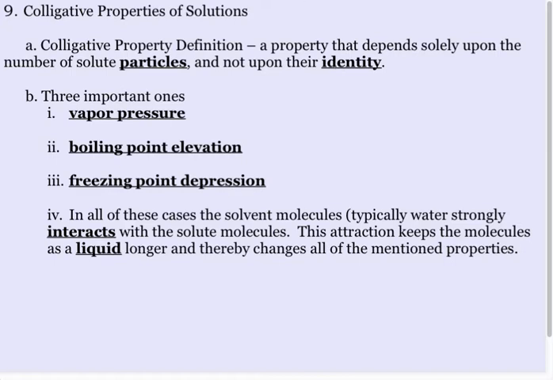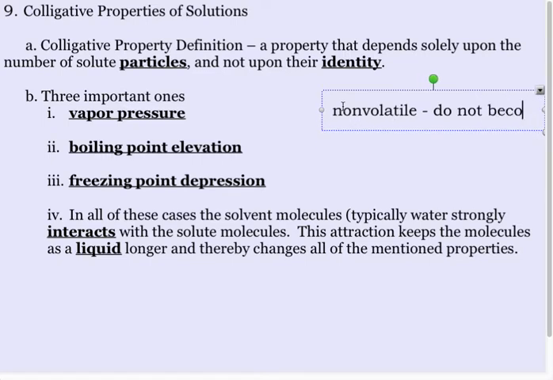One thing you want to know is that the solute has to be what's called non-volatile, and that just means that it does not become a gas easily. So when you have these solutions, you have to have a non-volatile thing added in. But the major colligative properties we're going to look at are vapor pressure, boiling point elevation, and freezing point depression.